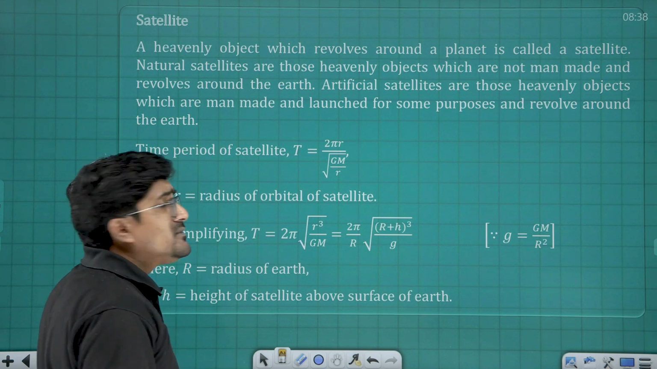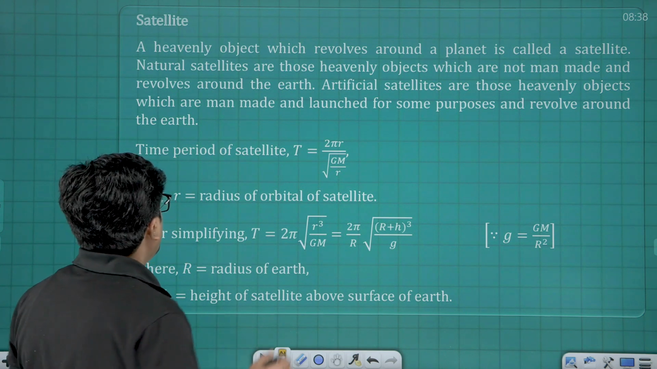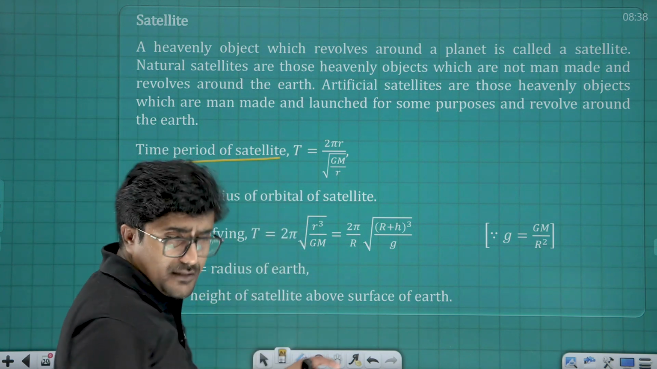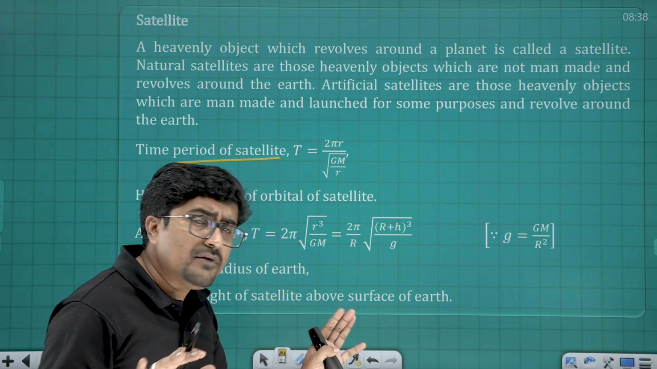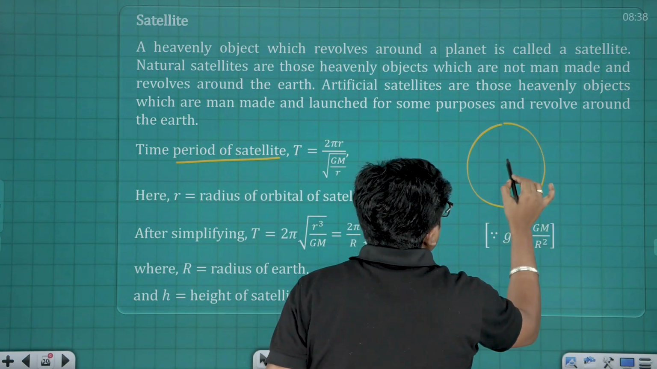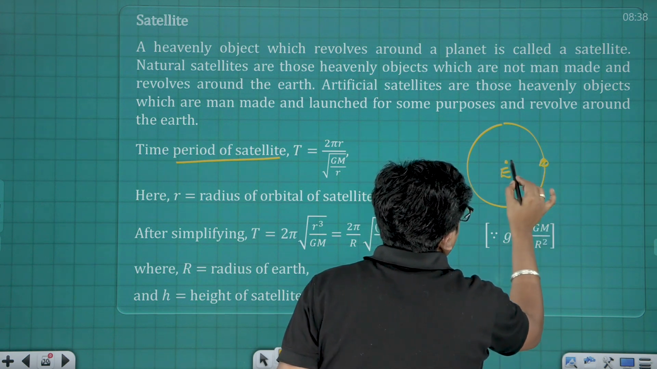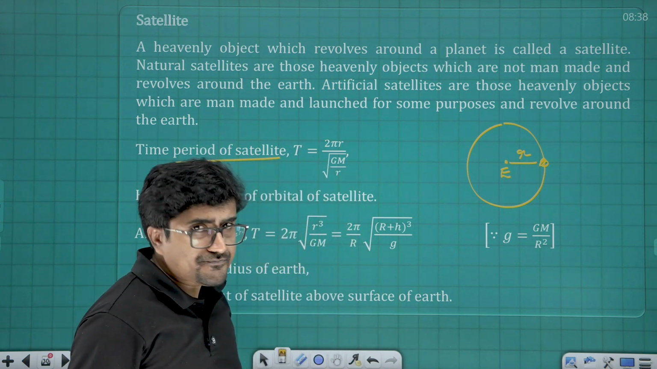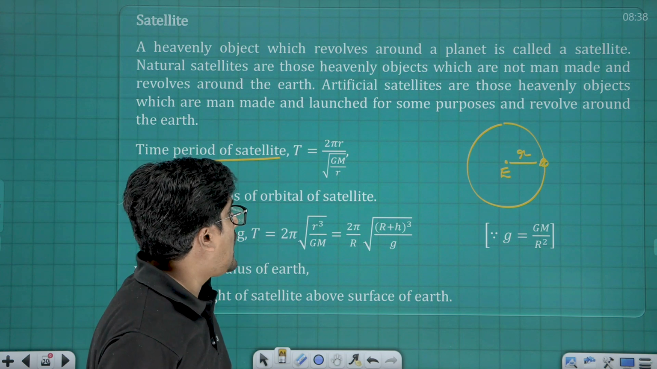Now we are going to discuss the satellites. First of all we need to talk about the time period of the satellite. It's not at all a complicated topic, a very easy topic. Please try to understand it like this. Let this be the Earth and let this be a satellite, and let the orbit be at a distance of small letter r.